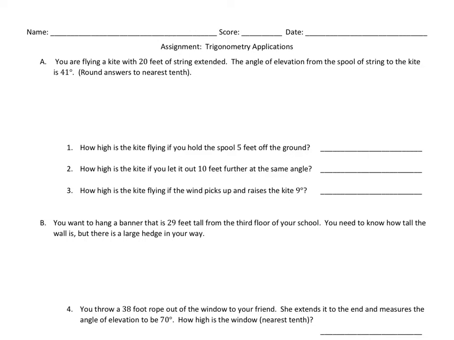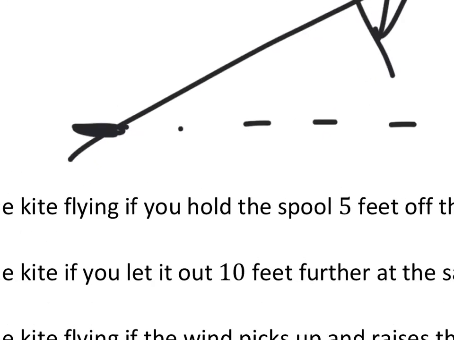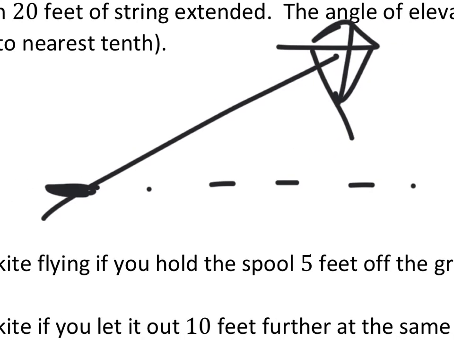So you're flying a kite with 20 feet of string extended. So you have string extended to a kite, and it says the angle of elevation from the spool of string to the kite is 41 degrees. So you may be holding the spool here, and then your angle of elevation, which is going to be in reference to the ground here, is 41 degrees. Remember, your angle of elevation is always with reference to the horizontal.